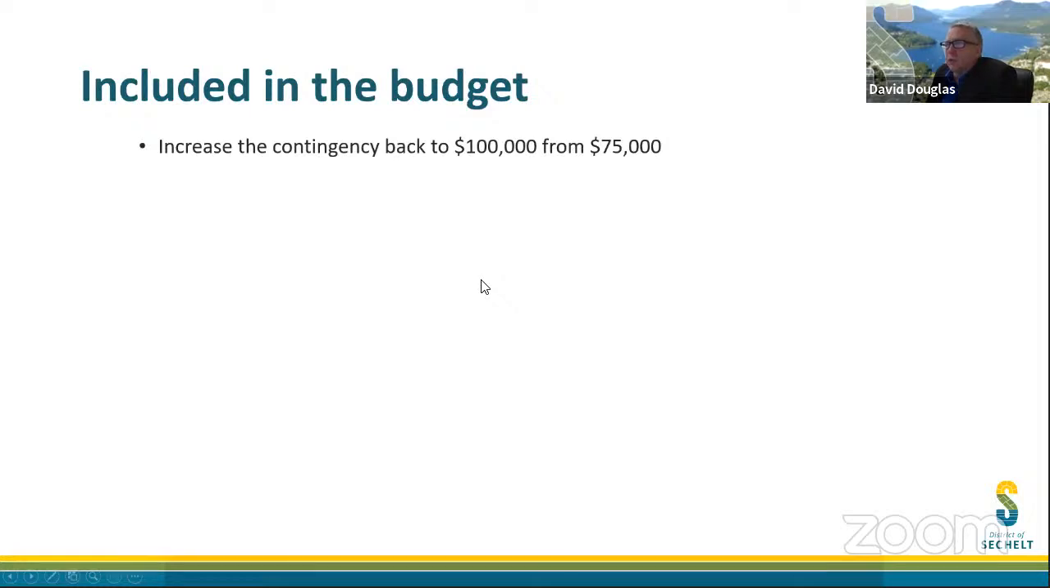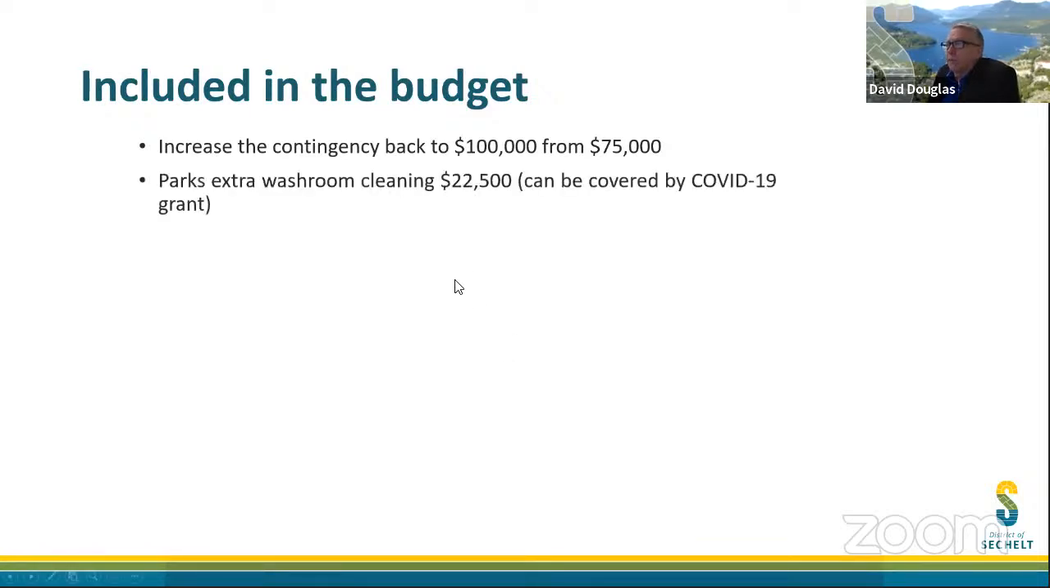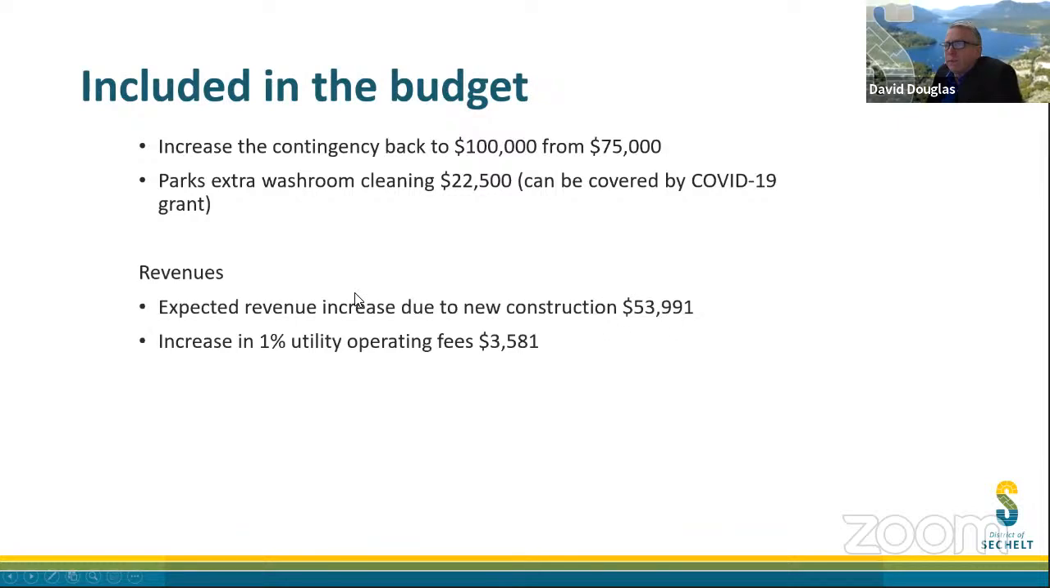Also included in the budget, we have increased our contingency. It was $100,000, we reduced it to $75,000 last year, and we're just bumping that back up. There's a parks washroom extra cleaning item of $22,500, due to our environment right now, as we're washing and cleaning some of our facilities a little more than we have in the past. For revenue, we've included $53,000 for new construction estimation, and a 1% increase in utility operating fees, so that would be fees from Hydro, Cable, and Fortis of $3,500.